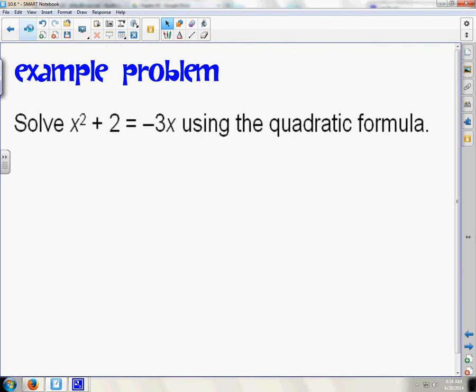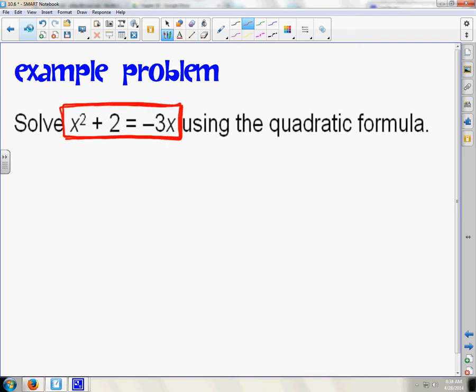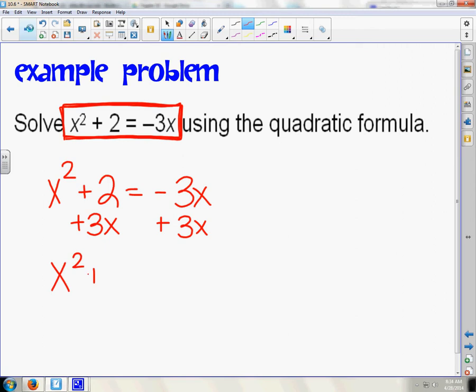Okay, so here's an example problem. What they're going to give you is they're just going to say, solve this. When we solve, we're finding out what x is. First step, I need to get everything on the same side. So I need to do x squared plus 2 equals negative 3x. I'm going to add 3x to both sides. So then I have x squared plus 3x plus 2.